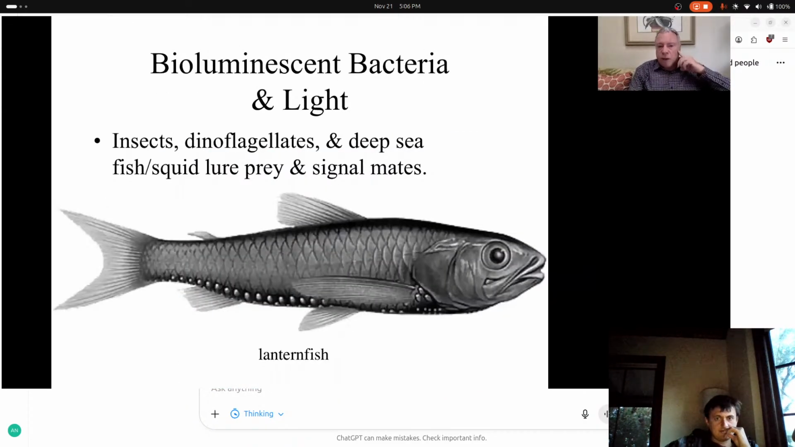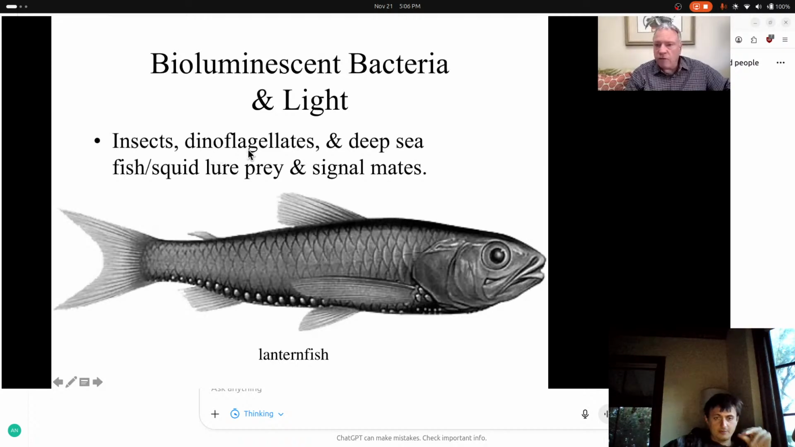Now, just on that subject of bioluminescence, again, it's this huge spectrum of organisms. And we're going to talk about, for example, bioluminescent fungi, of organisms that can produce light. So there's some insects, like fireflies, glowworms, things like that. There are photosynthetic protists, dinoflagellates.